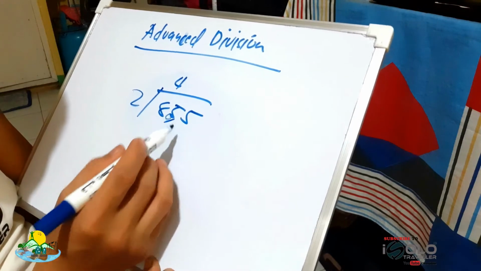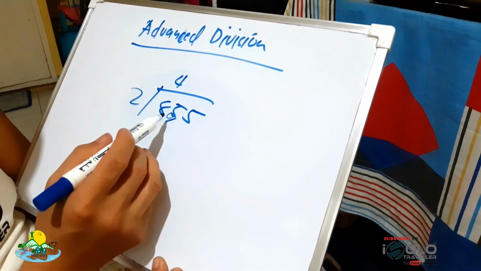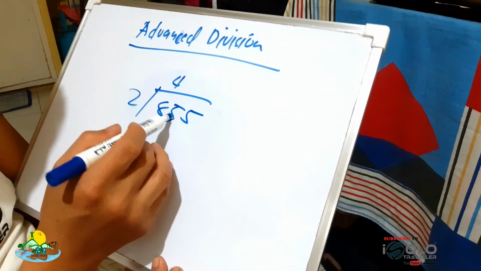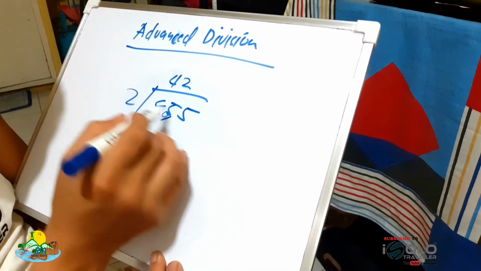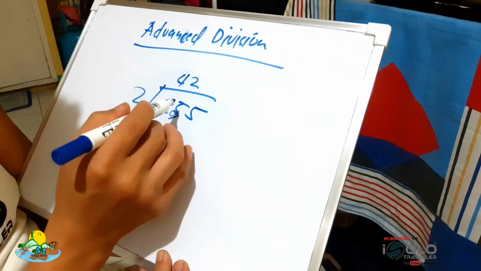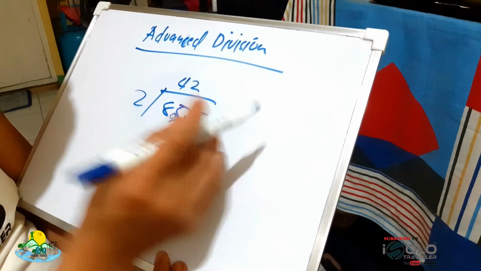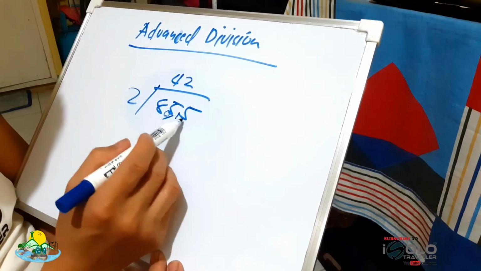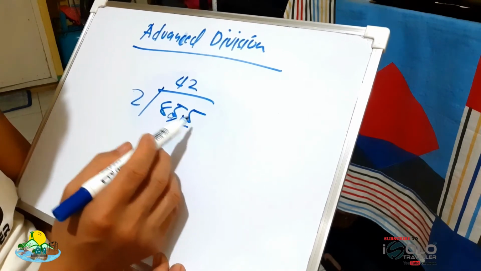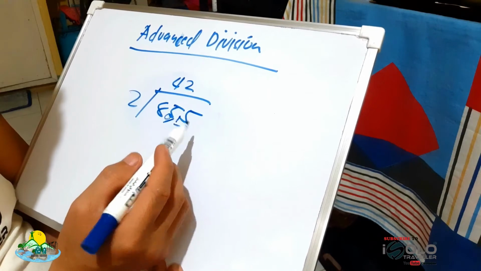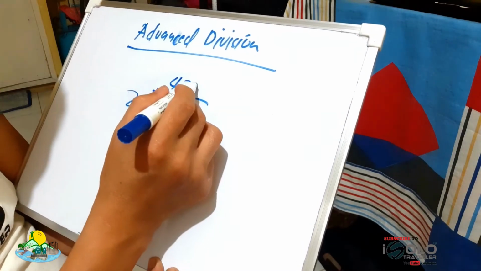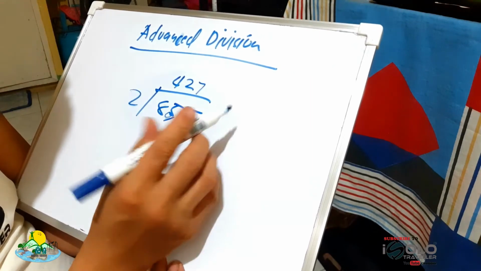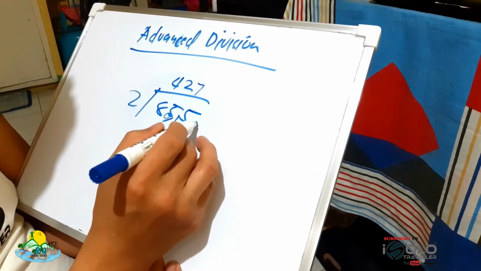So this will read as 5. Okay, how many 2 can you get from 5? 2. 2 times 2 is 4. 5 minus 4 is 1. It reads as 15. Okay, so this is your dividend now, 15. How many 2 can you get from 15? Of course, 7. Okay, 7 times 2 is 14. 15 minus 14 is equal to 1.